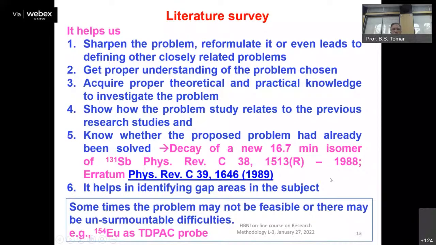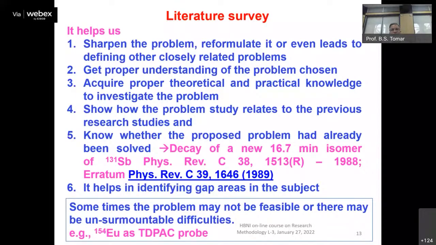From the total activity of iodine, we found that there has to be an isomeric state of 131. And we got convinced that yes, there is an isomeric state, which is not reported in the literature. And we published it in Physical Review, 1988. The moment we published it, within a month, we got a mail from one of the professors who said that he has already studied this problem, and this is not 131 antimony, it is 129 antimony.